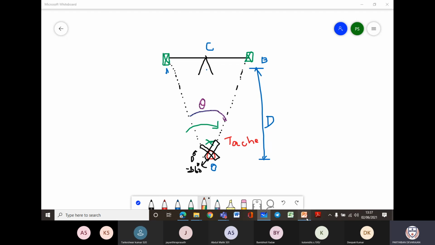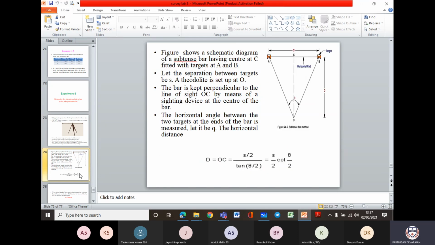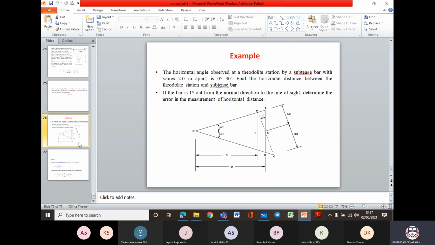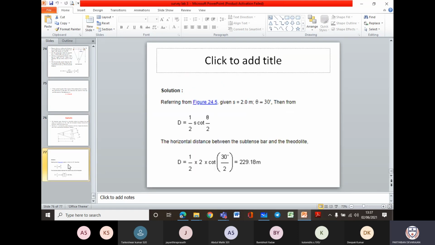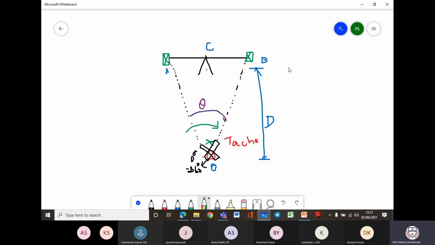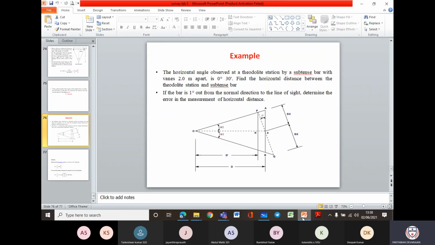In this question, they're giving the theta value as 0 degree 30 minutes. Theta value is equal to 0 degree 30 minutes. And one more thing they are giving in the question.